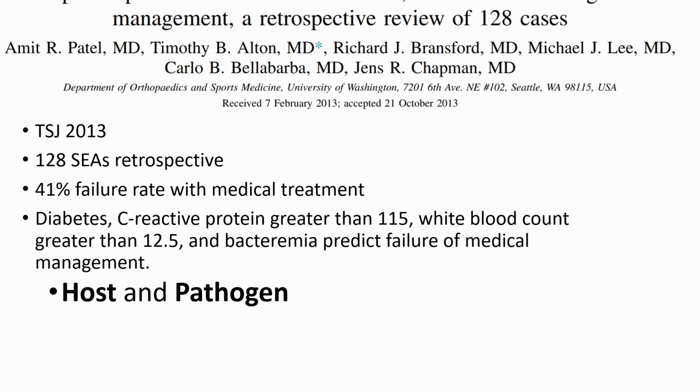If you have diabetes, you're a poor host and less likely to heal. Also, if this is a very virulent pathogen, it's better to do surgical treatment. Non-operative or medical treatment might not be successful.